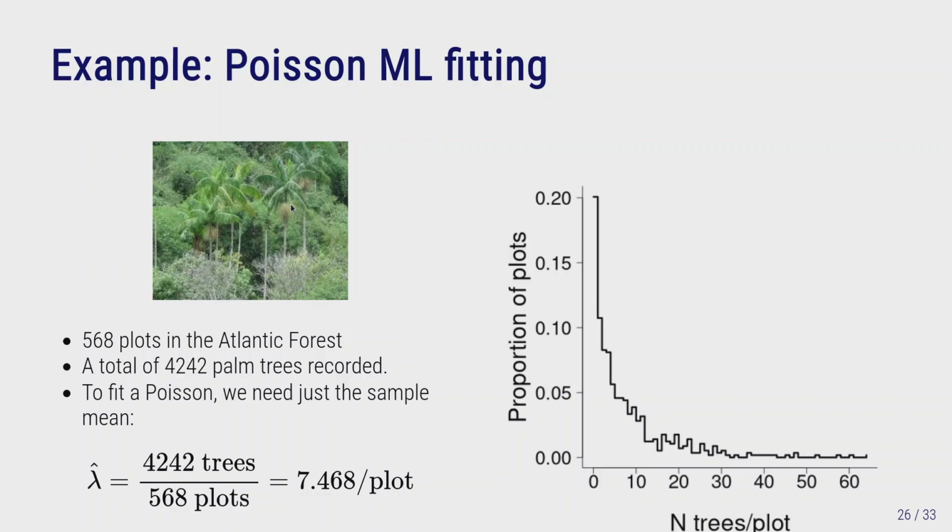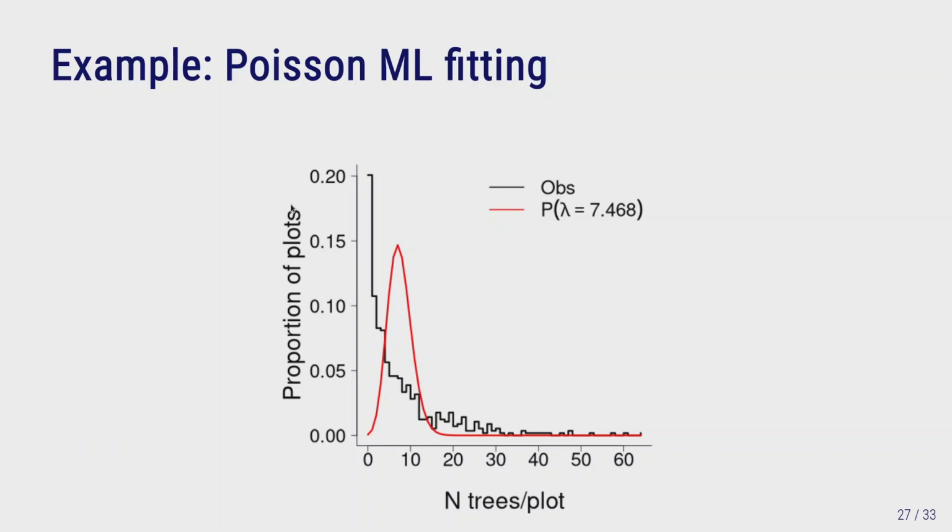So to fit a Poisson distribution, all you need is the sample mean. This is the maximum likelihood estimator of the Poisson model. And for some reason, you think, well, let's try a Poisson distribution for this count data. So this is the Poisson distribution with this value for lambda. This is the probability, or the proportion of plots that should have 0, 1, 2, and so on, palm trees. And these are the observed values. A terrible fit, right? So this is to stress that you can fit any model with the maximum likelihood method, and this does not mean that this fit will be good.